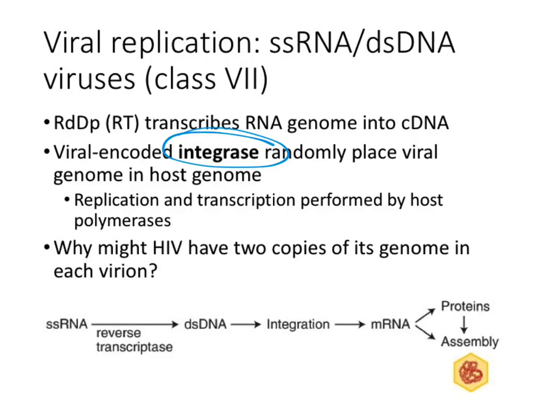Wait, frame shifts in the host? Frame shifts in the, so it's that the ribosome, when it's translating the viral mRNA, will skip a couple of nucleotides to change the reading frame. So it's not a frame shift mutation, it's just a change in the reading frame, which allows for a completely different protein to be produced.